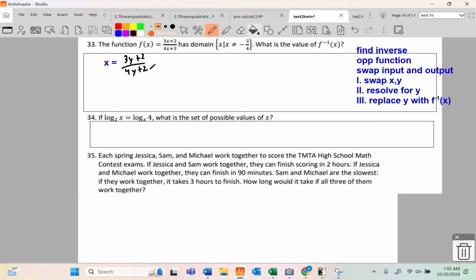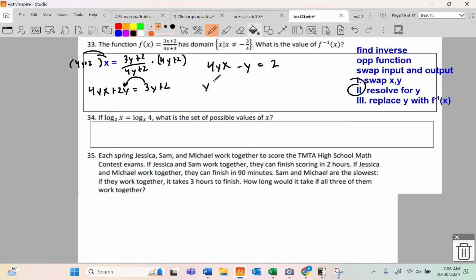Next step is going to be to clear the fraction. So I'm going to multiply both sides by 4y plus 2. I'm going to invoke the distributive property. 4yx plus 2x is 3y plus 2. I'm supposed to resolve for y, so everything with a y is going on the left, and everything else is going on the other side. This is going to come over. 4yx, 2 minus 3 is negative 1, minus y is 2.